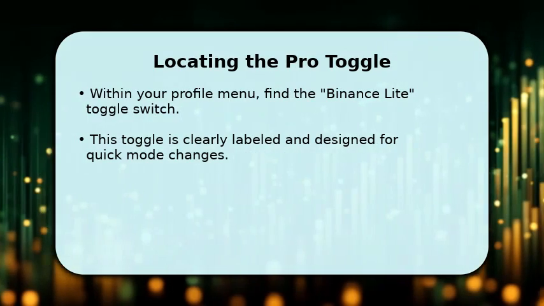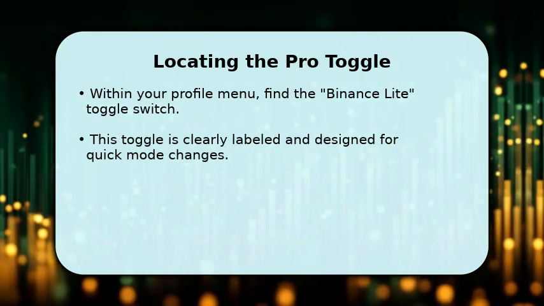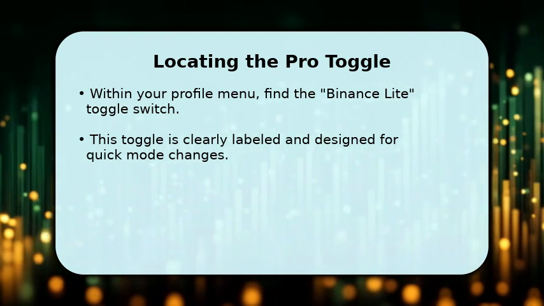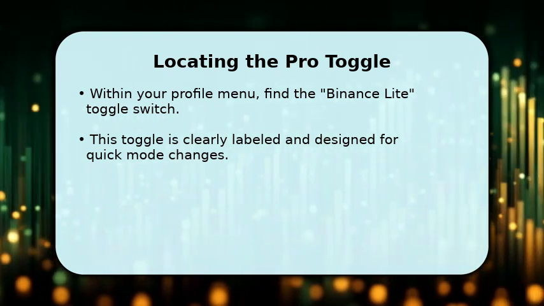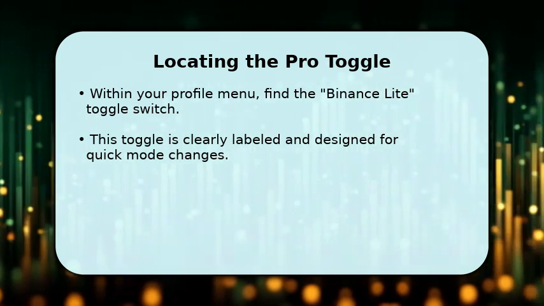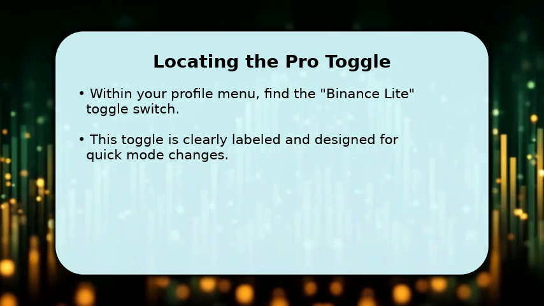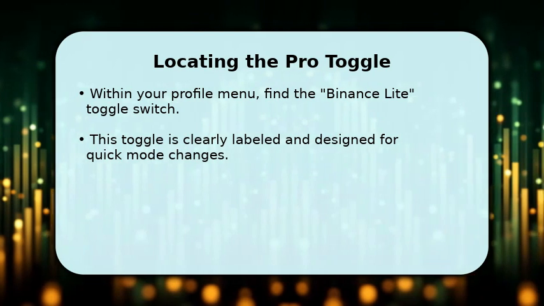After tapping your profile icon, you'll see a menu with various options. Near the top, you should spot a toggle switch labeled Binance Lite. This switch indicates whether you are currently in the simplified Lite mode. If it's currently enabled, meaning you're in Lite mode, we'll need to turn it off to activate the Pro experience.